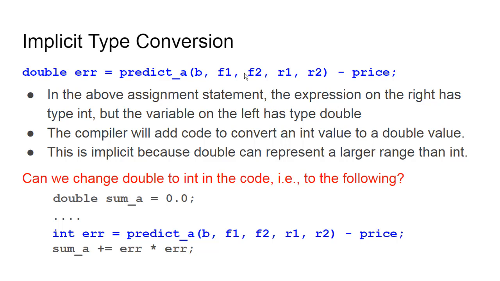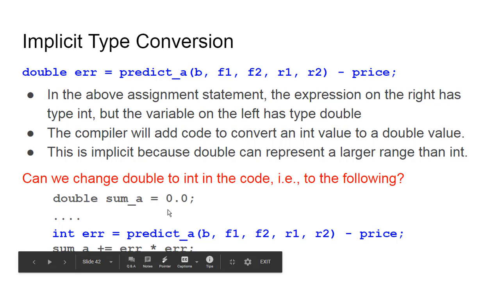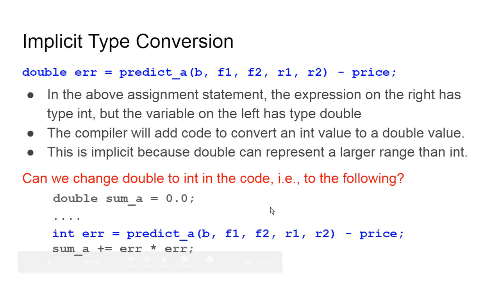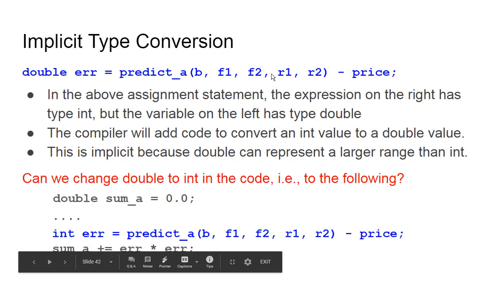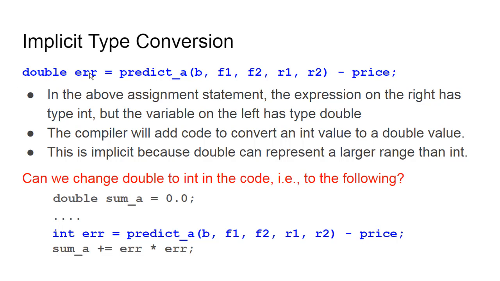So this will happen by itself. You don't need to tell the compiler to do the conversion. The compiler does it automatically. So an interesting question is, because here we're still essentially having an integer value, can we declare this error variable, instead of declaring it to be double, to be int? And then the code will look like this.